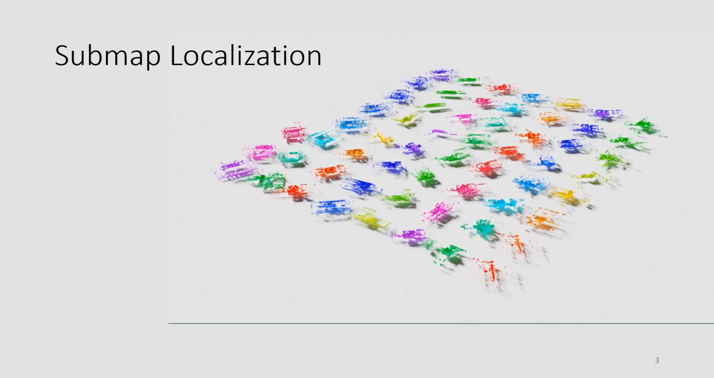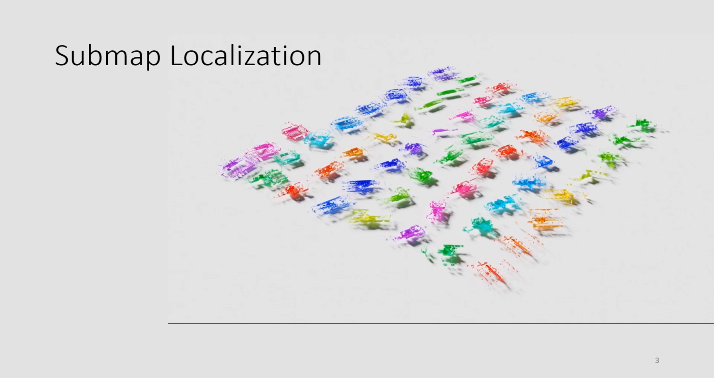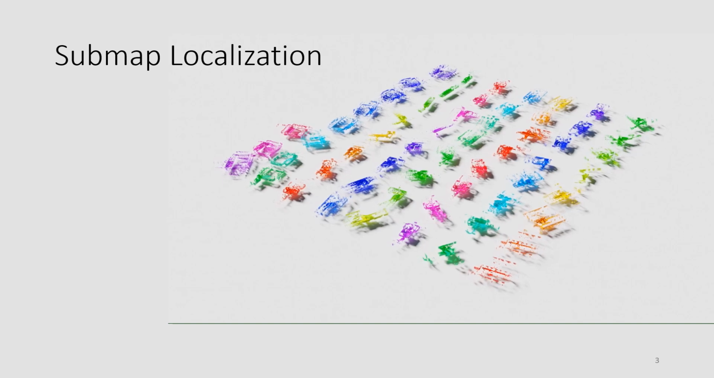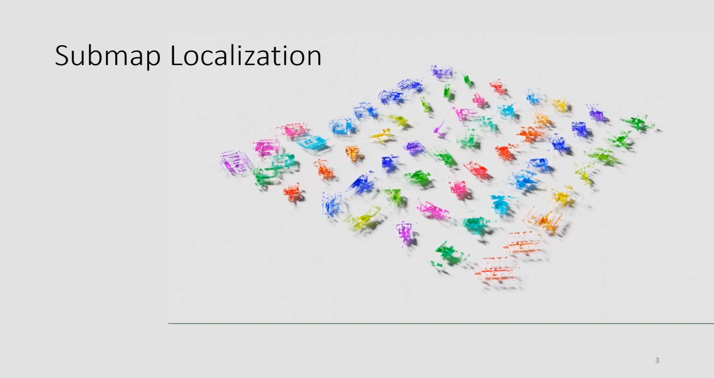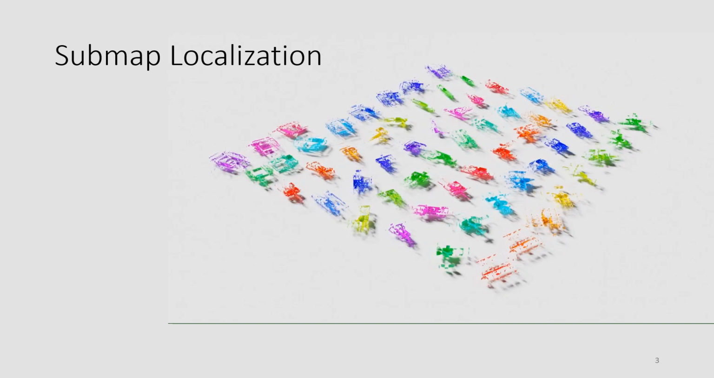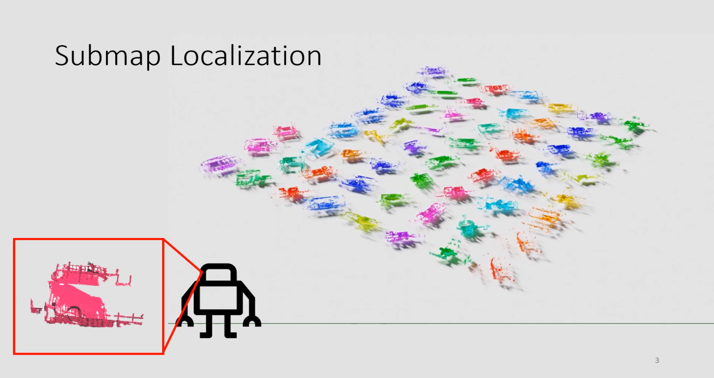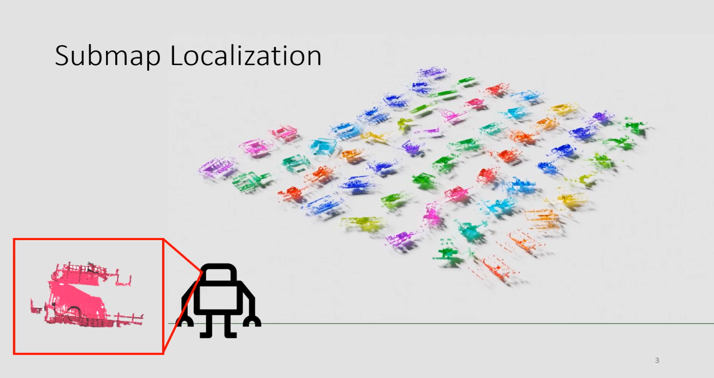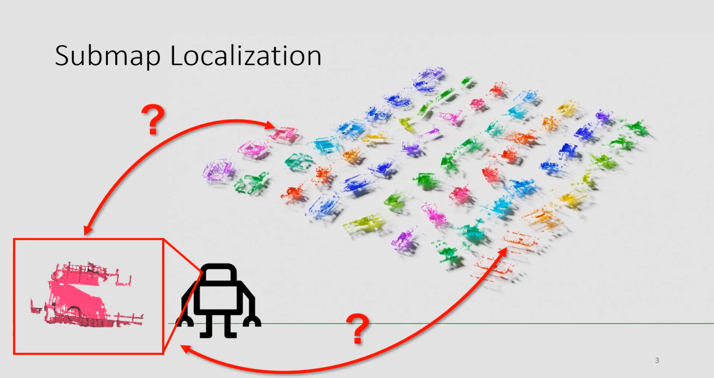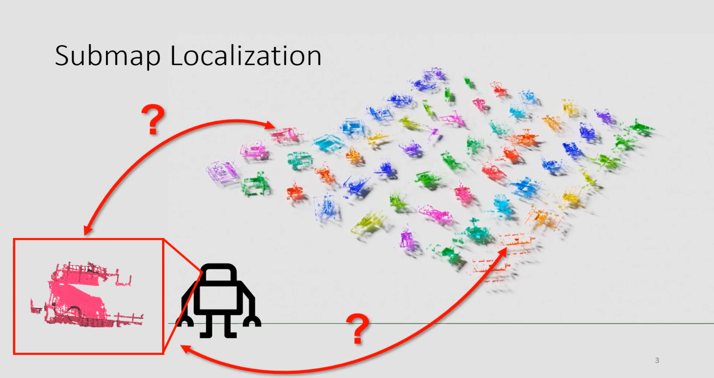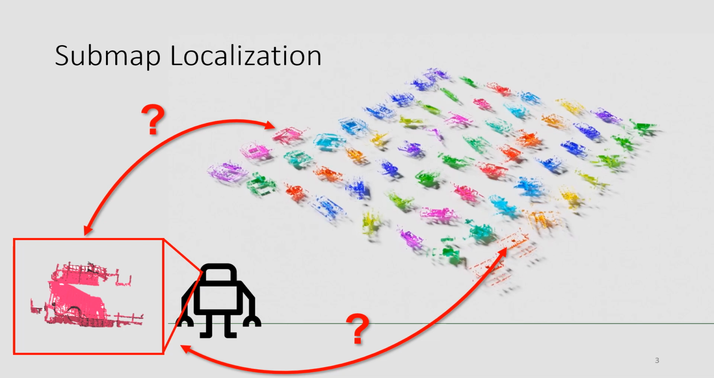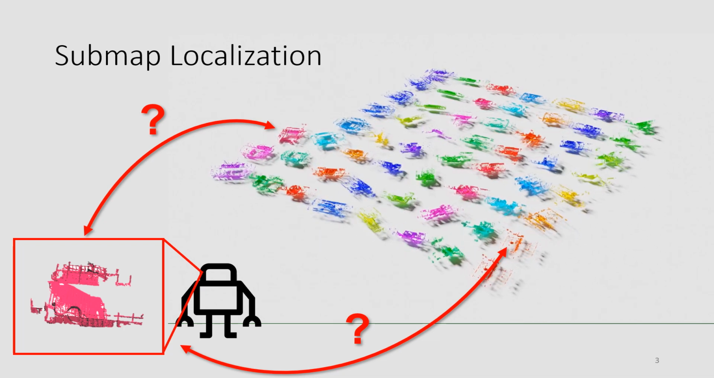Having built such a reconstruction, it is often necessary to perform localization against the reconstructed map. In this context, localization amounts to the following. If our agent observes a piece of geometry, we would like to know if there is significant overlap between this new observation and one of our submaps.